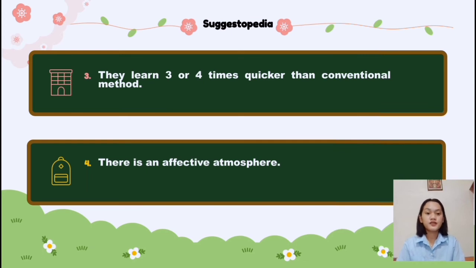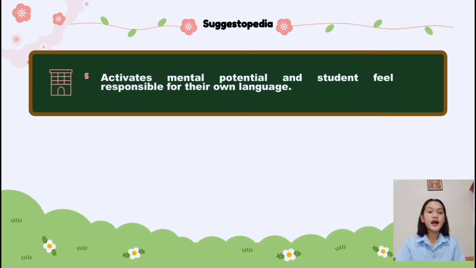Fourth, there is an effective atmosphere. Suggestopedic techniques definitely increase students' motivation and improve the class atmosphere. Fifth, it activates mental potential and students feel responsible for their own language. This teaching method focuses on how to deal with the relationship between mental potential and learning ability, and it is very appropriate to use for teaching speaking to young language learners.